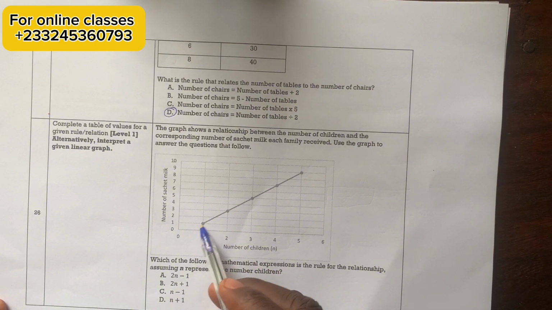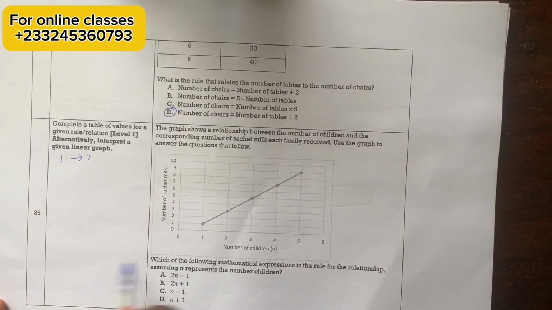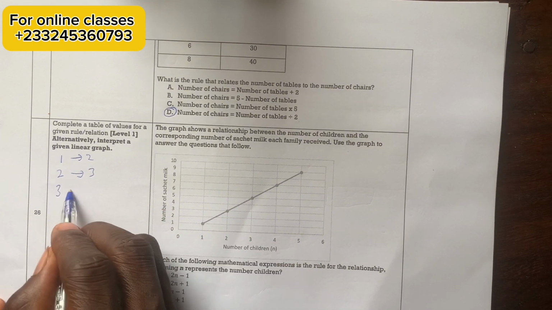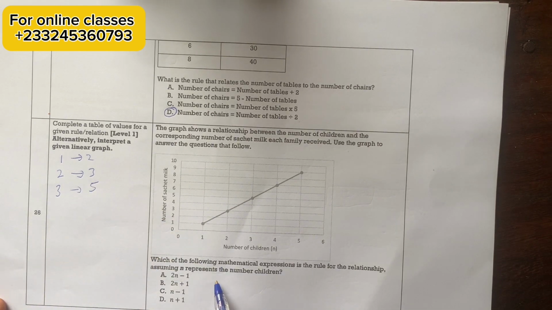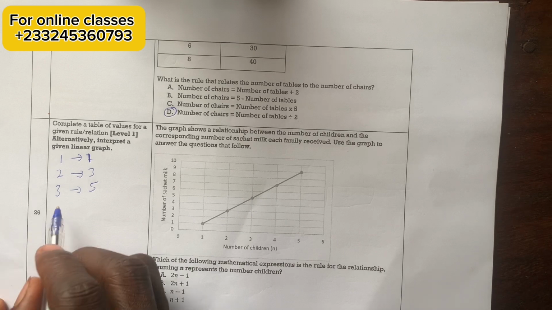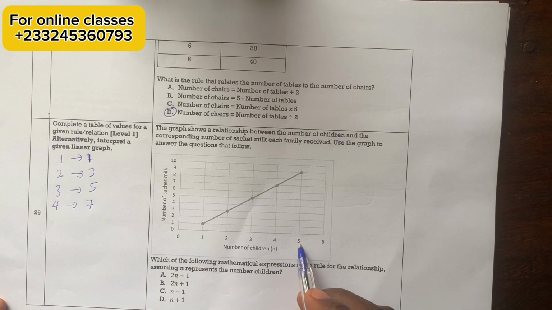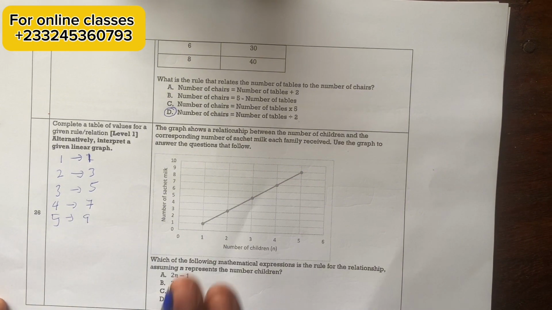You see that from here, 1 gives us 1. 2 gives us 3. 3 gives us 5. 4 gives us 7. And 5 gives us 9. So use the same thing.